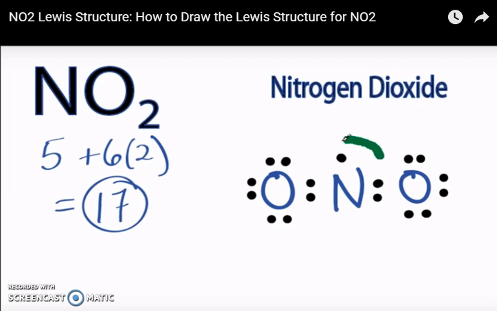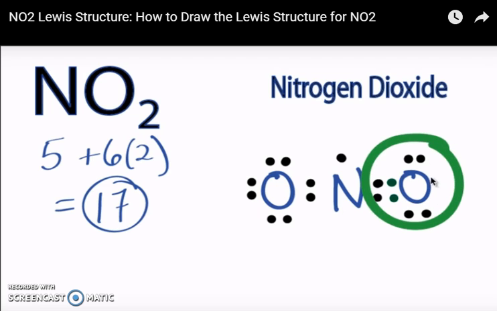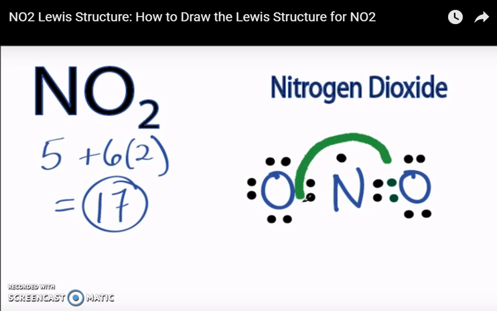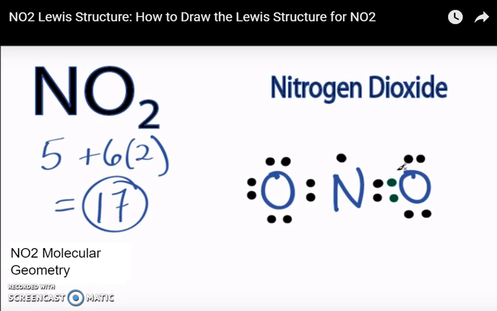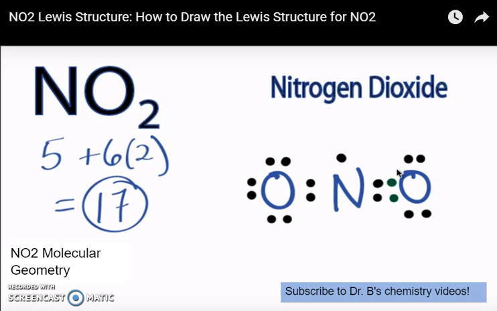For the nitrogen, however, we only have 5 valence electrons. We can take these 2 valence electrons here and move them between the nitrogen and the oxygen to form a double bond. And now we still have 8 on this oxygen here, and for the nitrogen, we have 7. For the NO2 Lewis structure, that's the closest we're going to get to having an octet for the nitrogen atom.